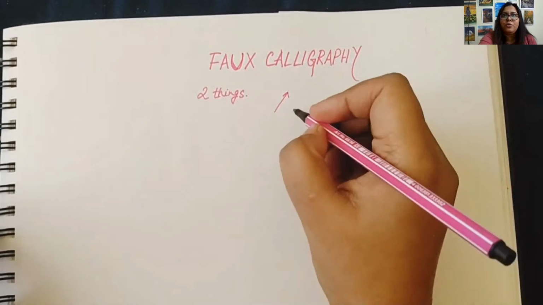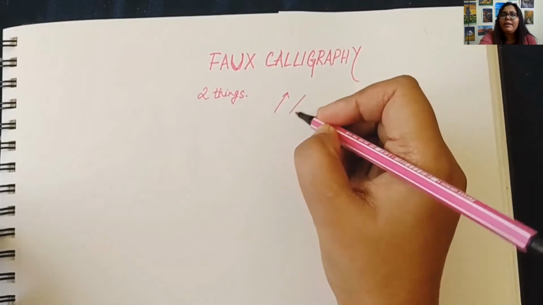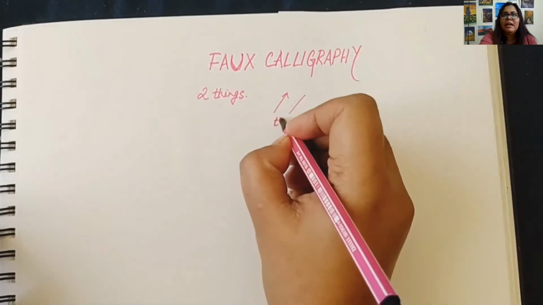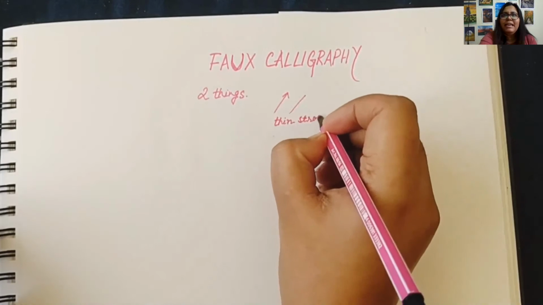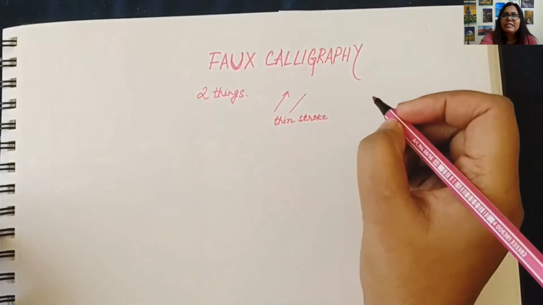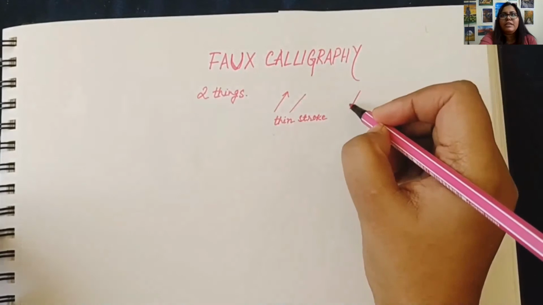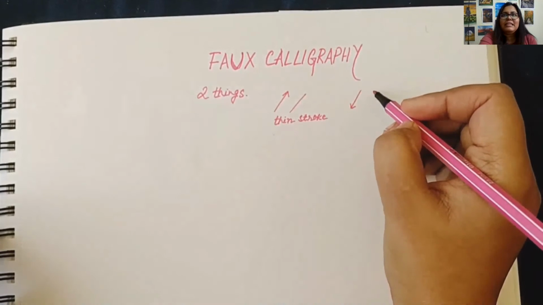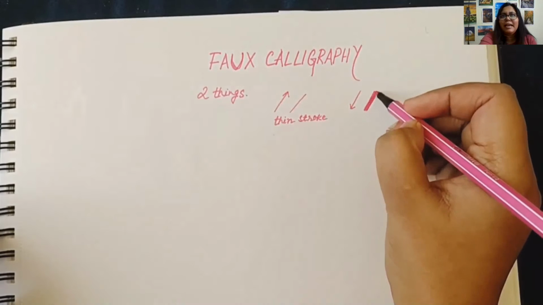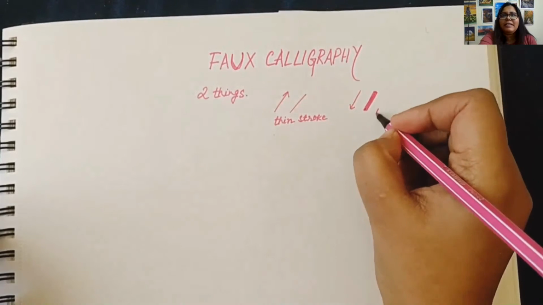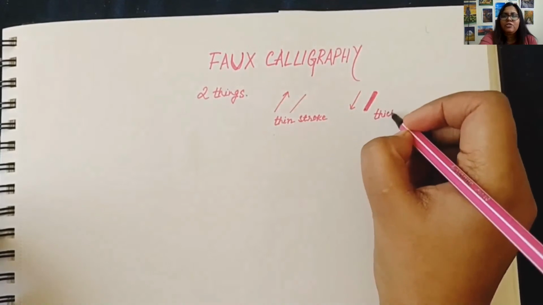This is an upstroke. See, the arrow is pointing upwards, so it is an upstroke. It will be denoted by a thin line. Just a single thin line denotes an upstroke. And this is a downstroke. For this, we will always darken the line. See how we have darkened the line? This is a thick stroke.